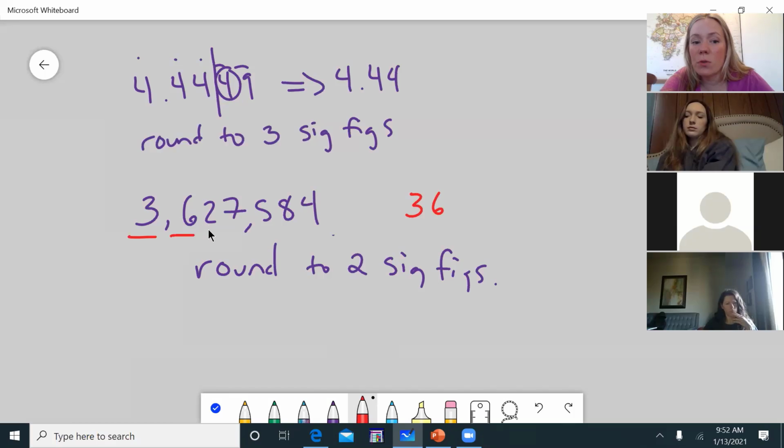And then what do I have to do with all these remaining spots? I can't take 3,627,584 and round it to 36. I have to round it to 3, 6, and then all of these spots get filled in with zeros. So 3,627,584 rounded to 2 sig figs becomes 3,600,000, not 36. Make sure to fill in your spots.